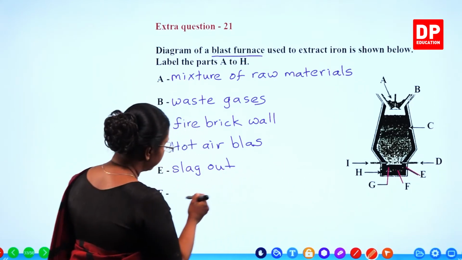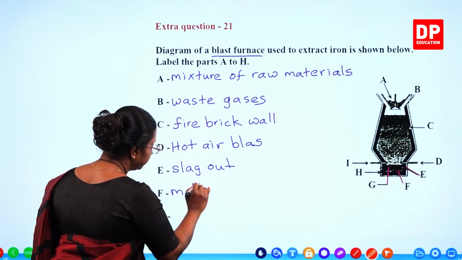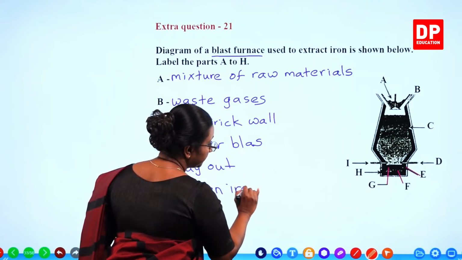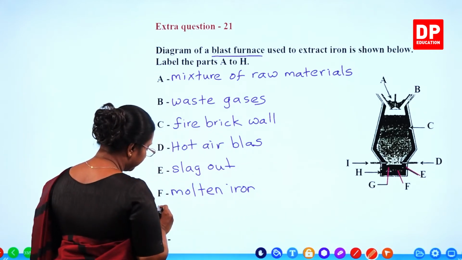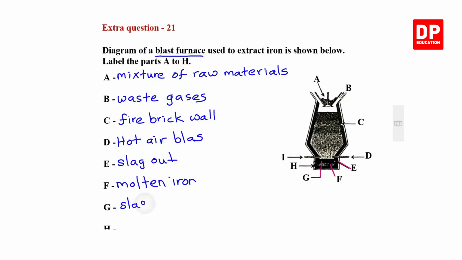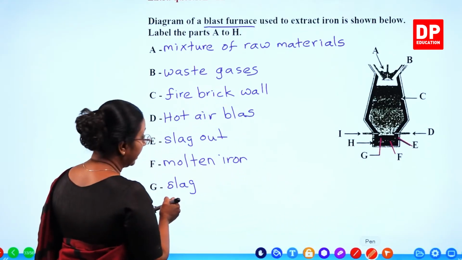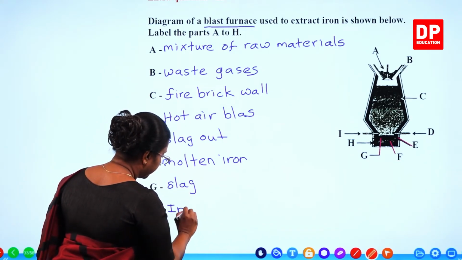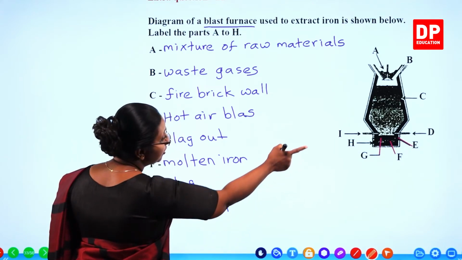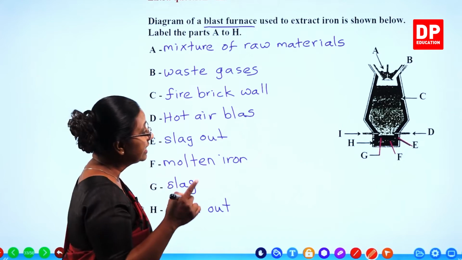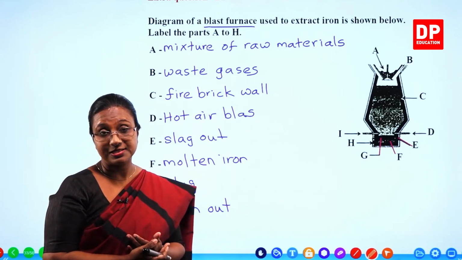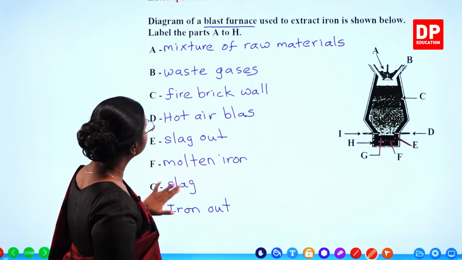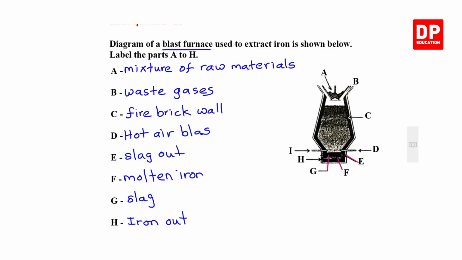F is pointing down, so it is molten iron. Then you can see G is the above layer, that is slag. And also the last one, H, is again the iron out. Although they have given I, you can see both I and D, they are both hot air blast. So you can remember that. So these are the parts of the blast furnace that is used to extract iron.